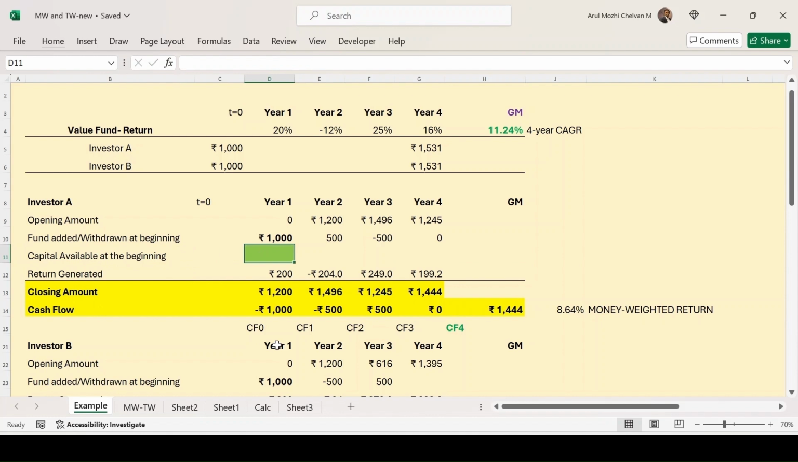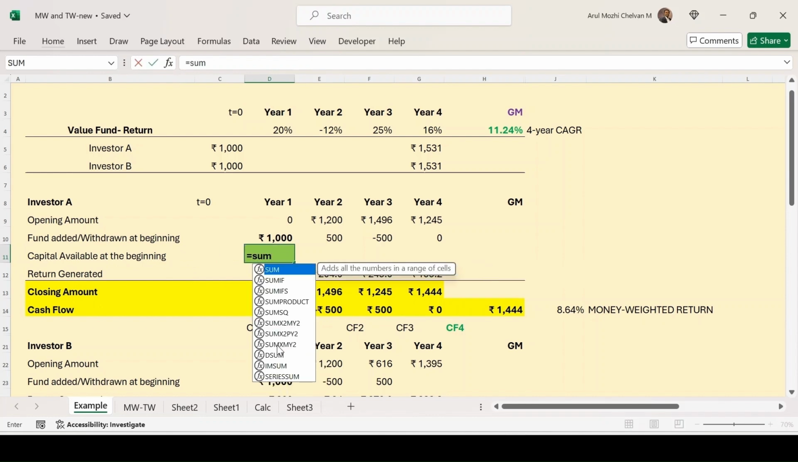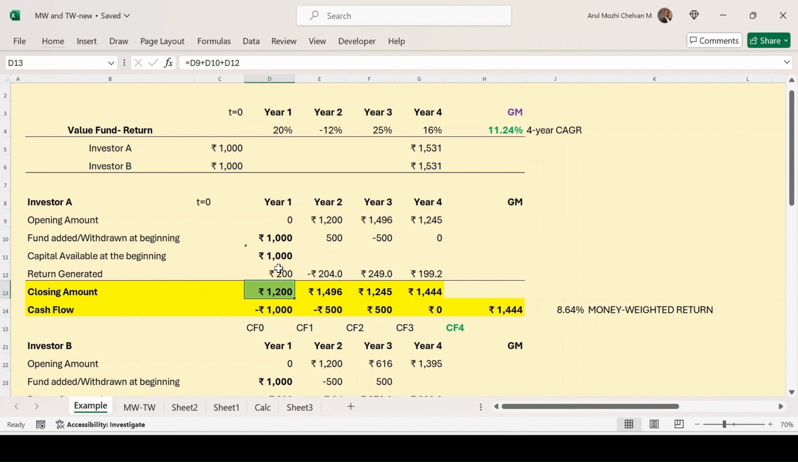In year 1, the total capital available is 1000. The fund generates a return of 200. The closing amount will be 1200 by year end. Now let us assume the investor withdraws rupees 1200, adds 500 and reinvests 1700 at the year beginning. The fund generates a return of minus 204, then the closing amount will be 1496. In year 3, the investor reinvests only 996 because he withdrew rupees 500.